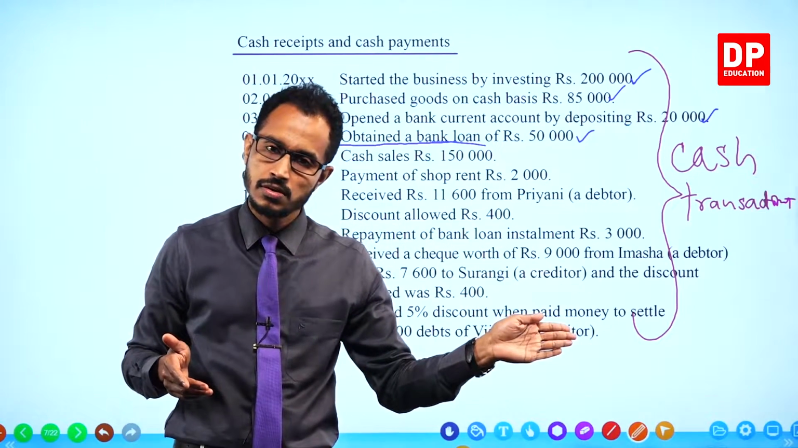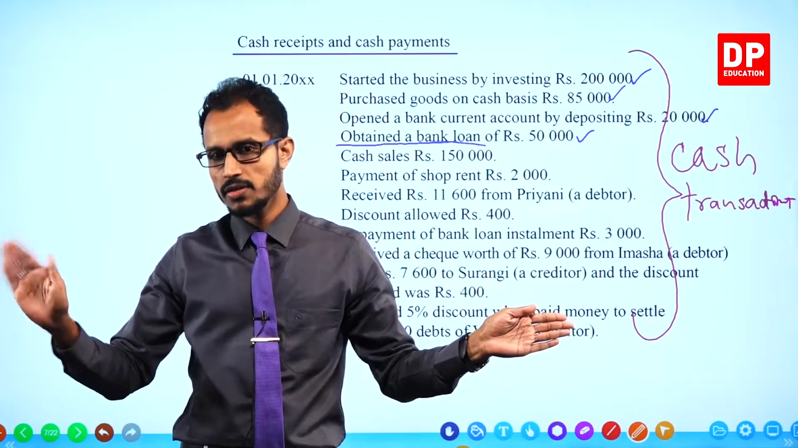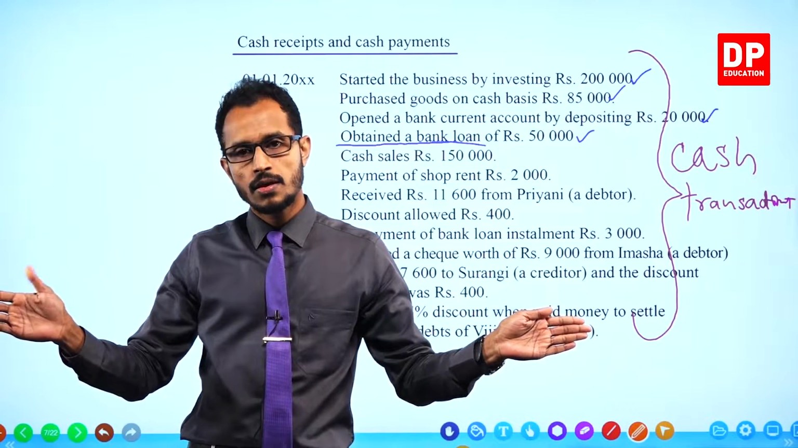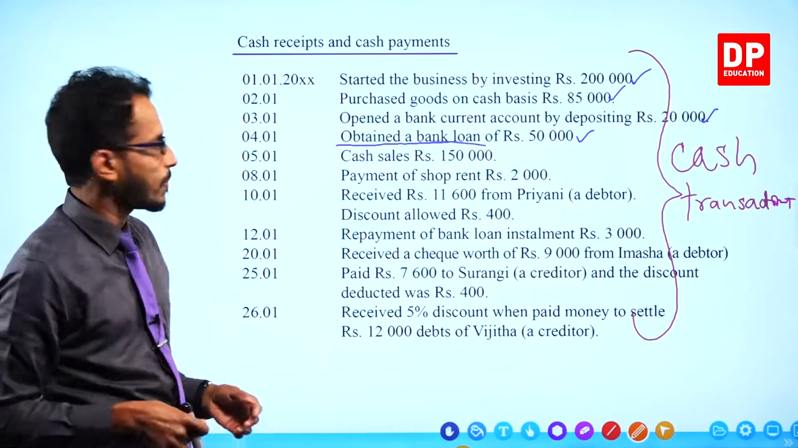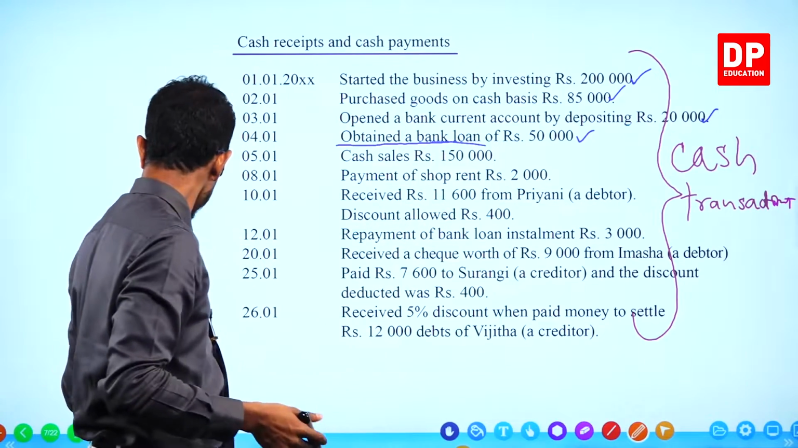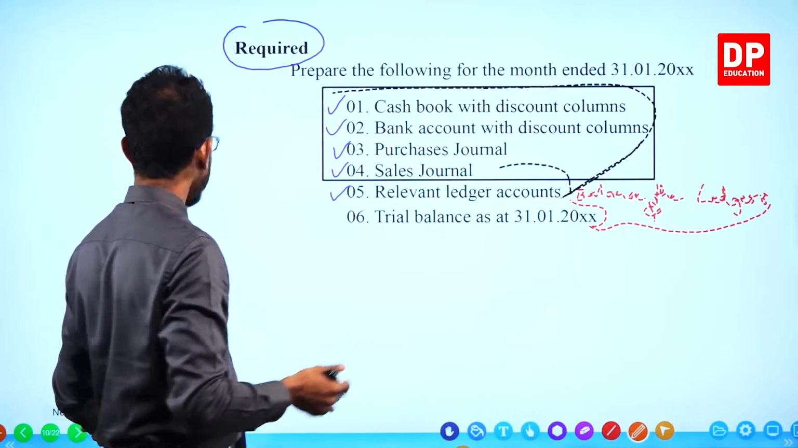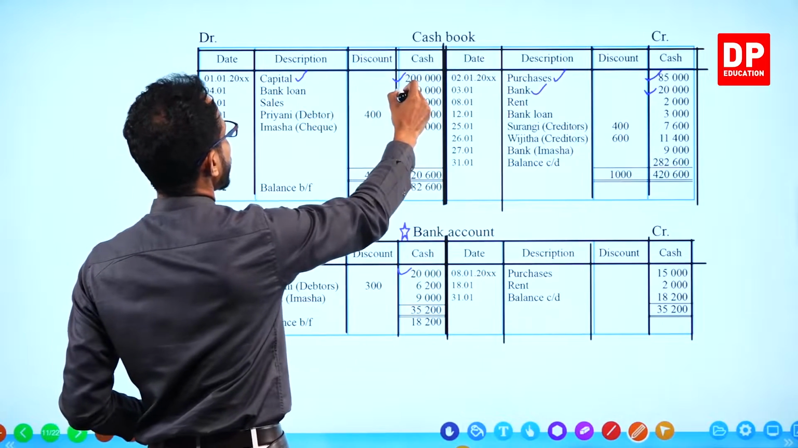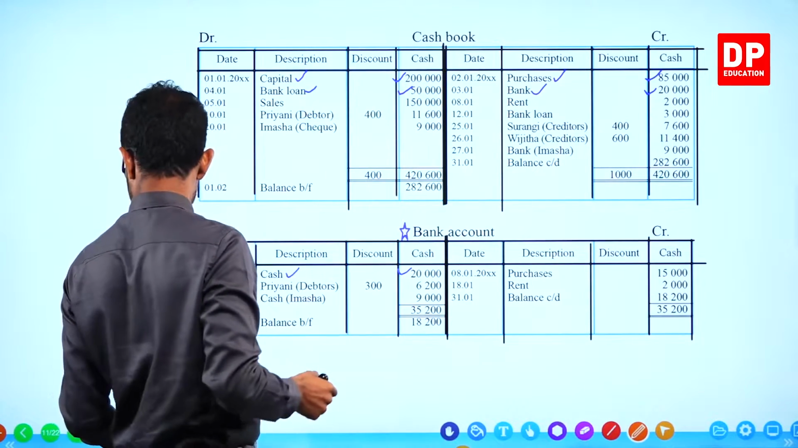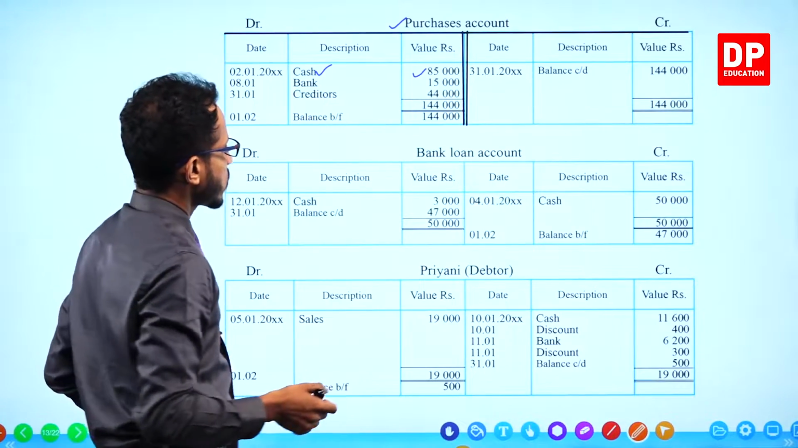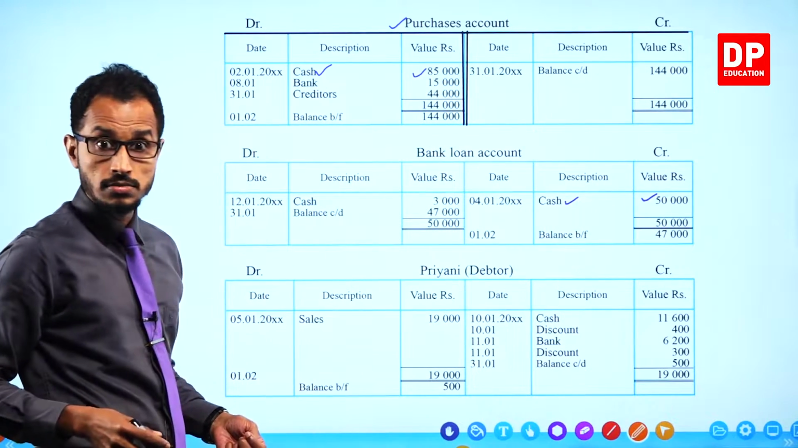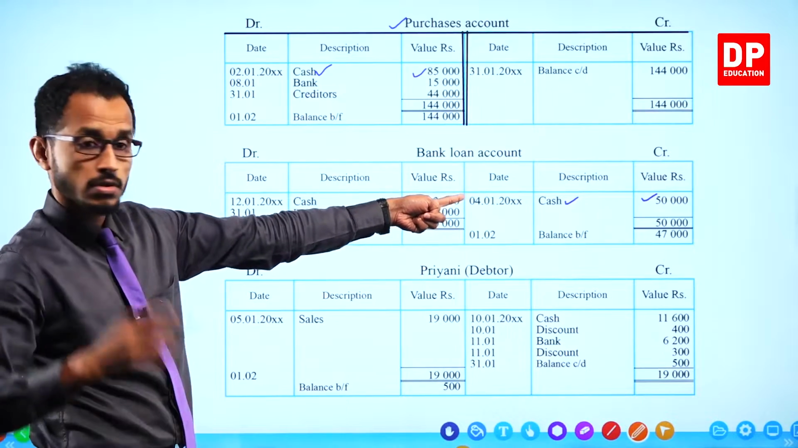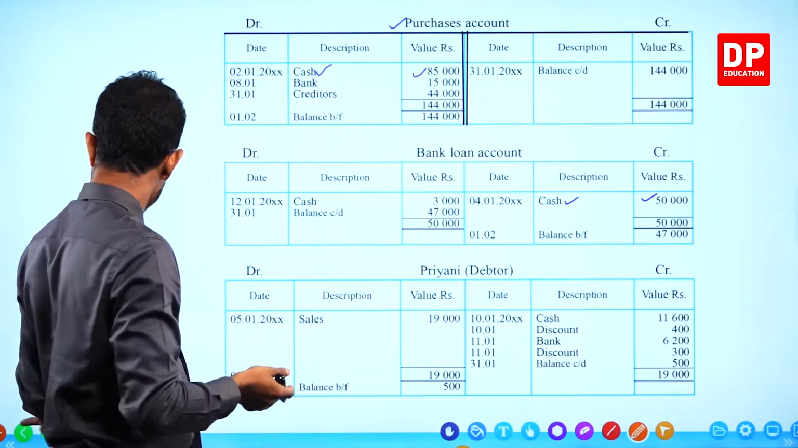Cash book, debit. Credit to loan account because loans are liabilities. 50,000. Cash book should be debit. Here you go. 50,000. Cash book should be debit and credited to bank loan account. 50,000. There you go.